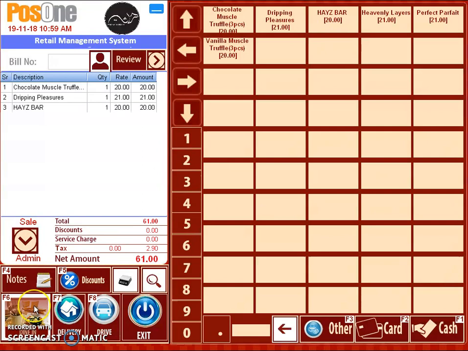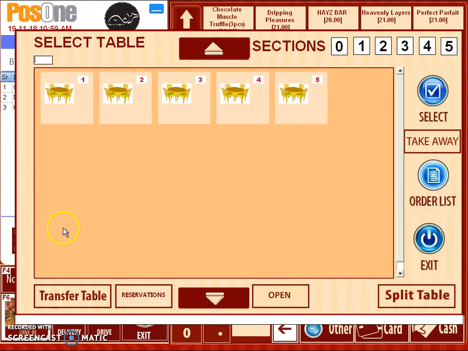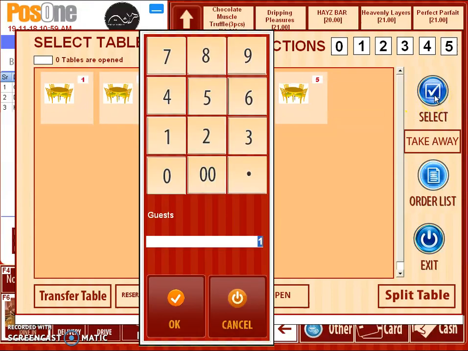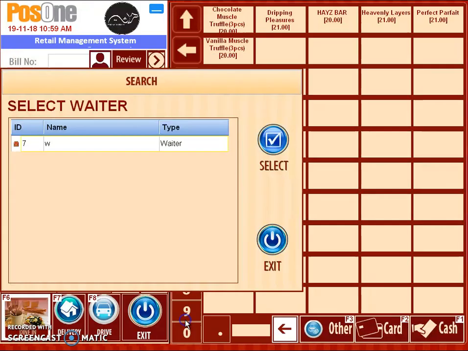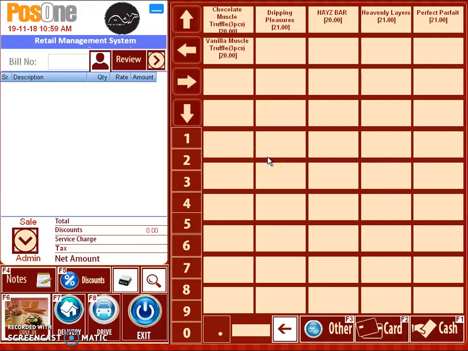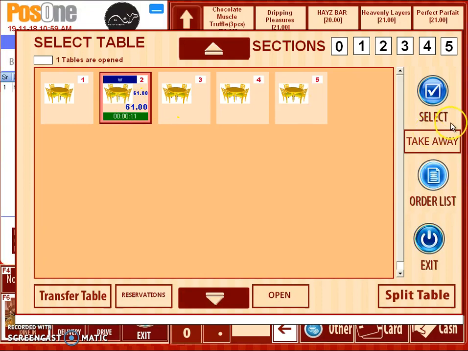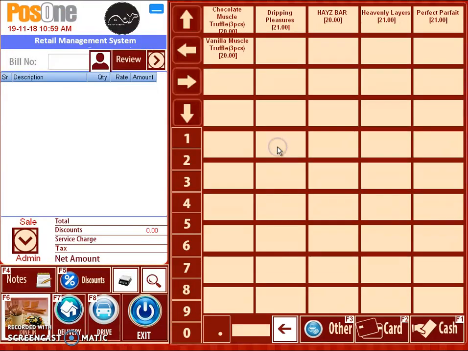The third option is dine-in. So for dine-in, we select the dine-in option. You can have tables, and commonly you will select a particular table. We record the number of guests and which waiter has taken the order, so we can compare their performance in future. All the orders can be posted to the same table or multiple tables at the same time, so it can be added to a particular table.